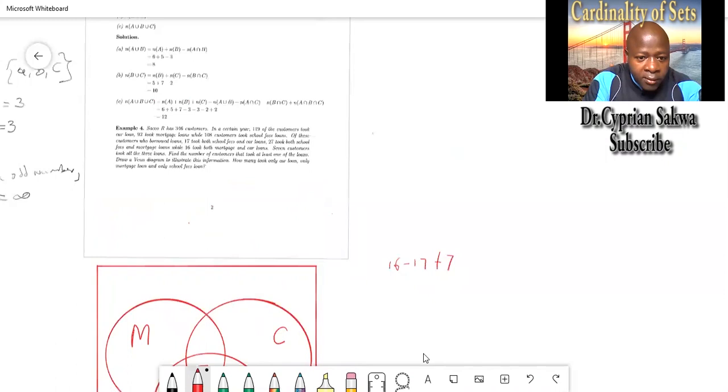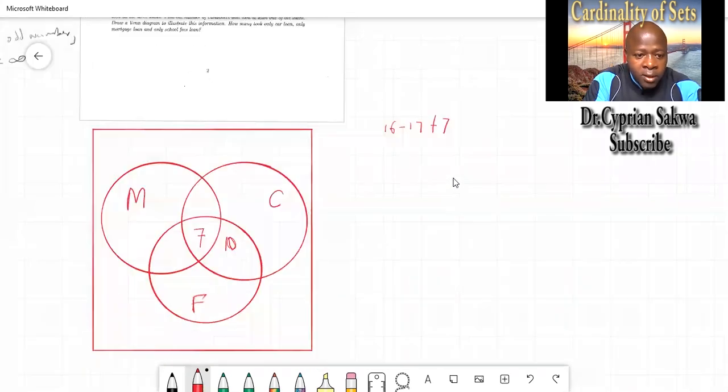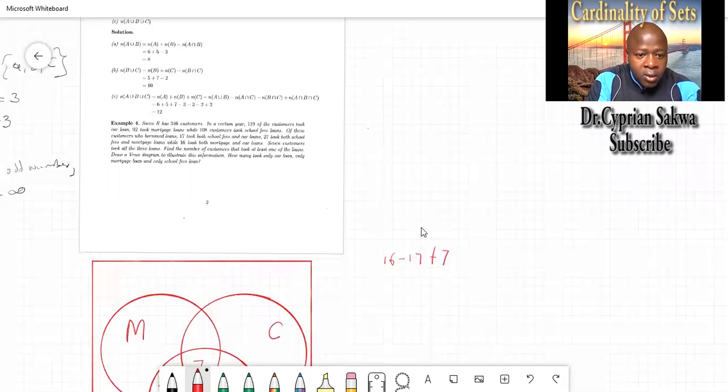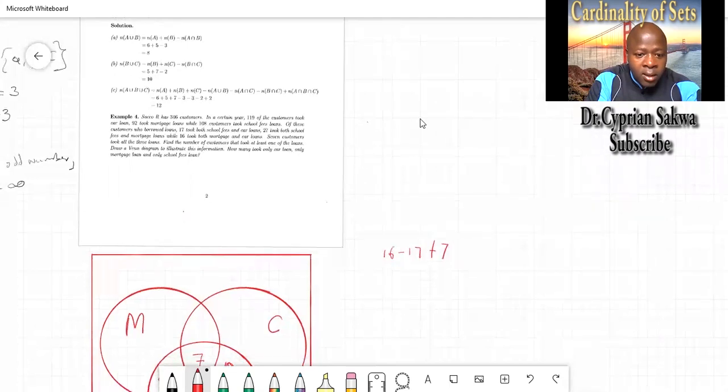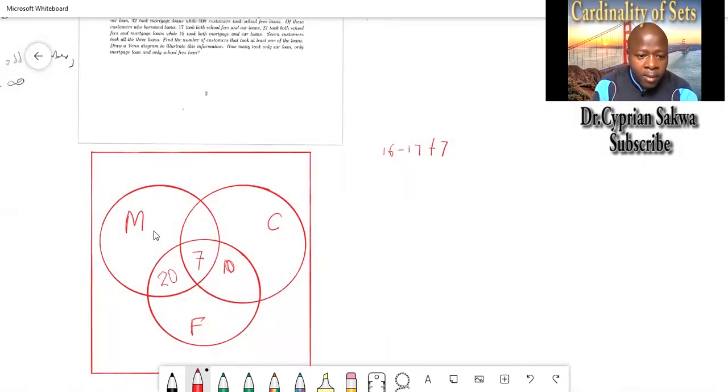And then we have 27 took both fees and mortgage. But we already have 7, so I only need a 20 here to make it 27. And then we have 16 took mortgage and car. Mortgage and car, 16. So that means I need 9 at that point.